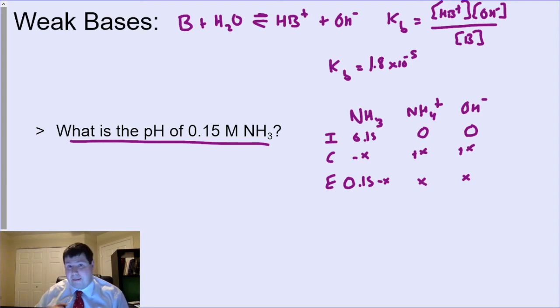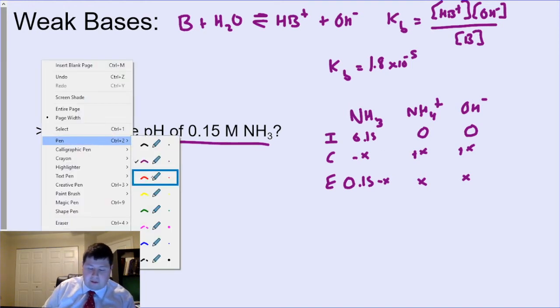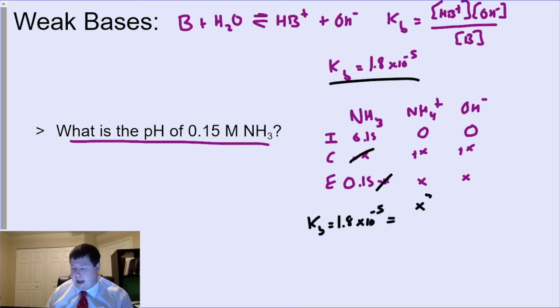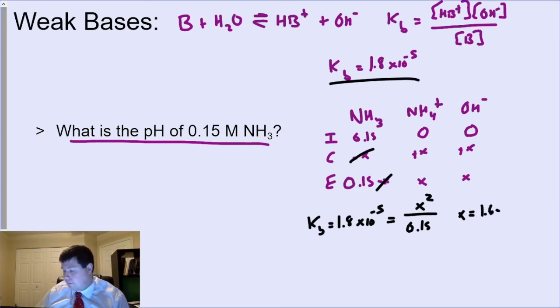Now, once again, I can make the small x approximation. 0.15 is more than 2 orders of magnitude away from my 1.8 times 10 to the minus 5th, so I can go ahead and cross out my minus x here and assume that x is very small. From there, writing my equilibrium expression, Kb is 1.8 times 10 to the minus 5th, which is going to be x squared divided by 0.15. If you run those numbers in your calculator, you should end up getting an x equal to 1.6 times 10 to the minus 3rd molar.